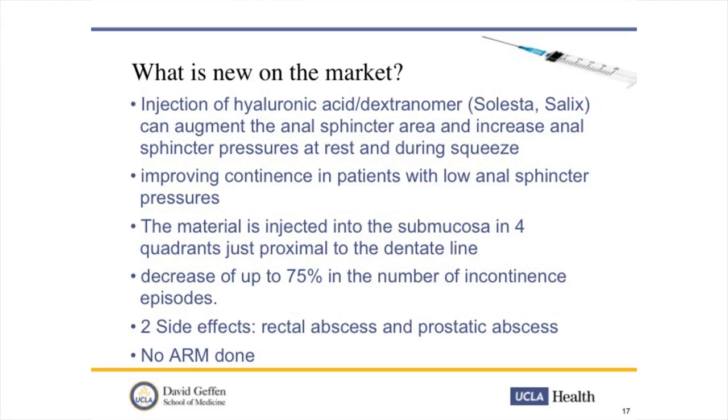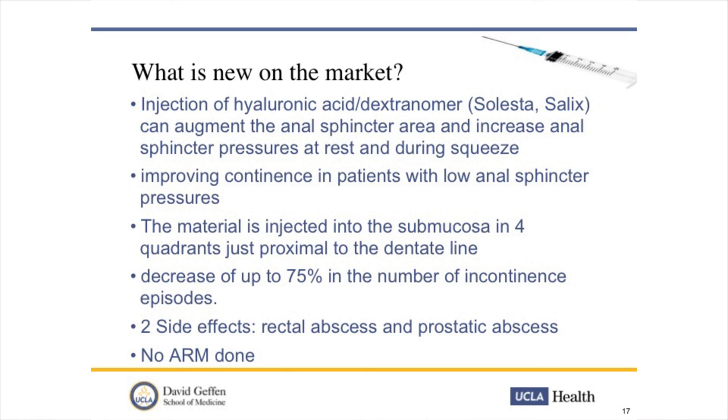But we've tried fat and Teflon, which, by the way, as soon as I read that, I didn't really want to cook anymore. Bovine collagen, silicone, a lot of things have been tried. This is one of the newest things. It's called NASHA, or non-animal stabilized hyaluronic acid, and it's a dextranomer made by Salix. Basically, the idea is that it augments the anal sphincter area.